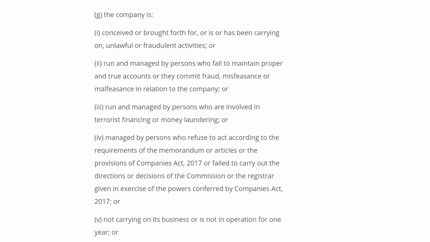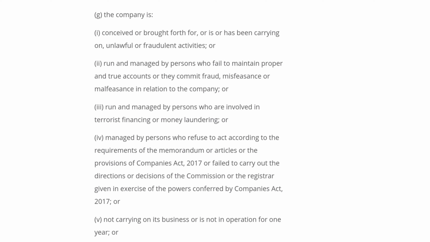In this particular reason, please don't worry too much about the words misfeasance or malfeasance, because they're basically legal terms which more or less indicate fraudulent activity on behalf of the persons who are managing the company. So like I said, don't worry too much about these legal terms. You just have to remember the main point that the company should be maintaining proper and true and honest accounts.